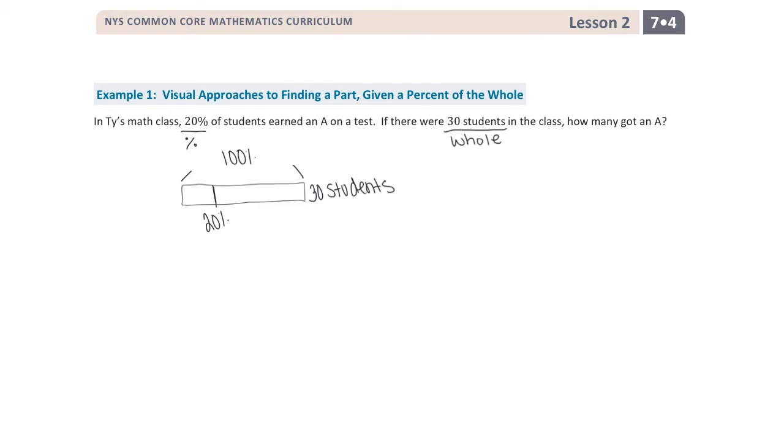To solve for 20% of my 30 students, I need to come up with what is the percent of each student? So what is my percent for one student? Well, here I know that my 30 students represents my 100%. So I'm going to have 30 out of 100. When I write this in decimal form, I'm going to get 0.3. Now I know that 0.3 of a student is 1%.